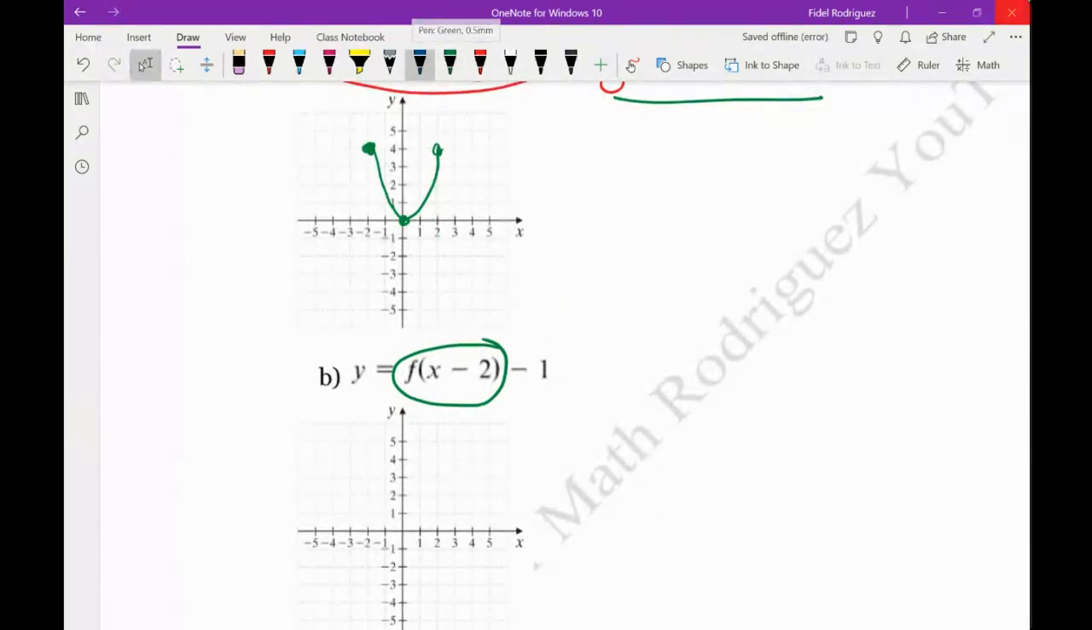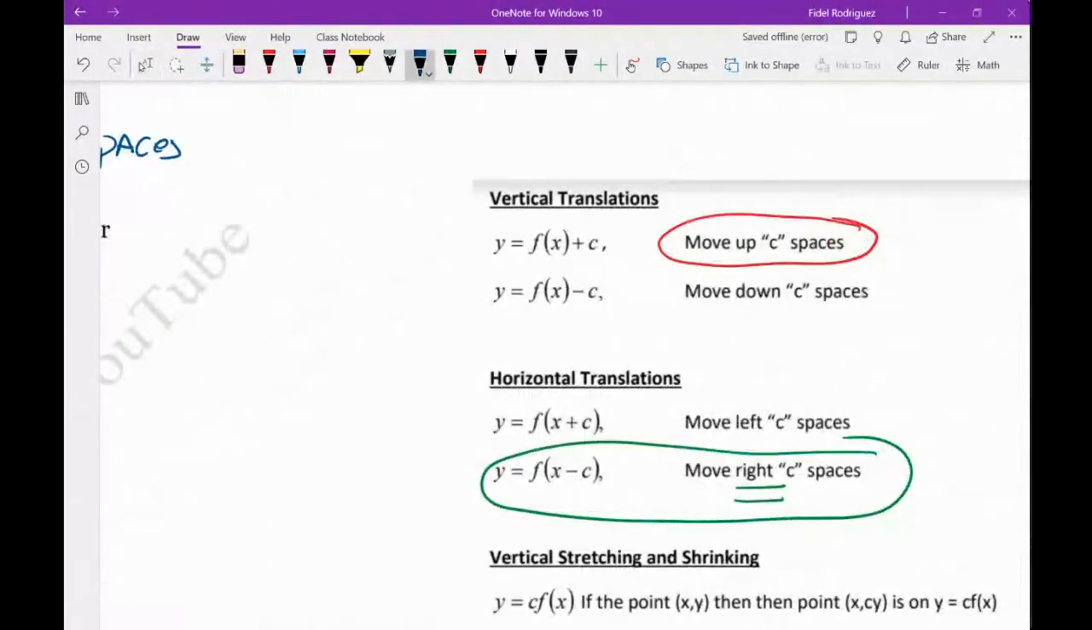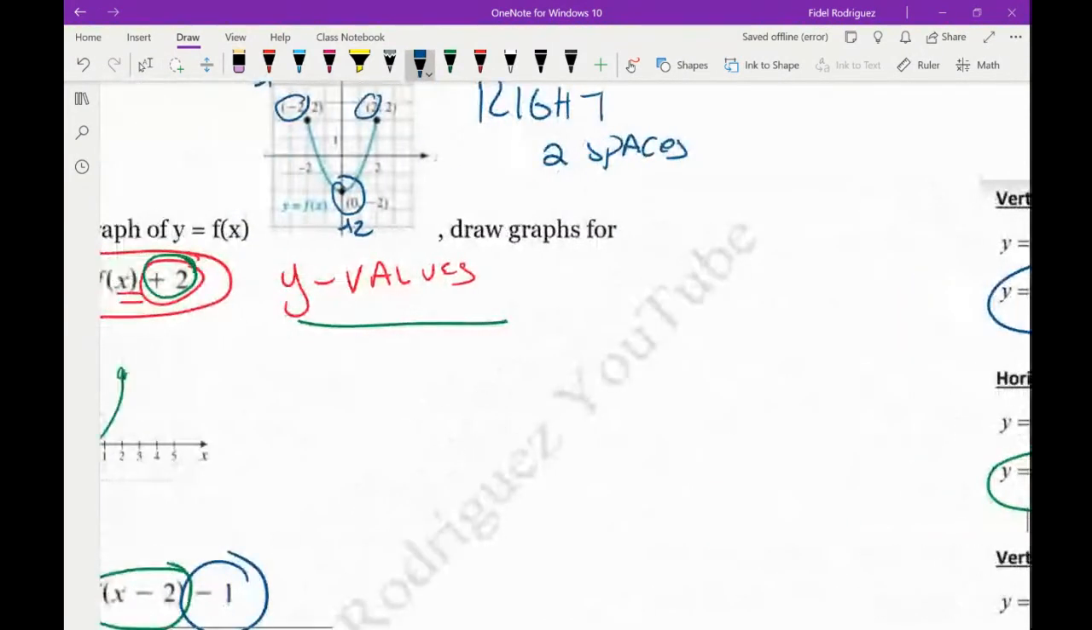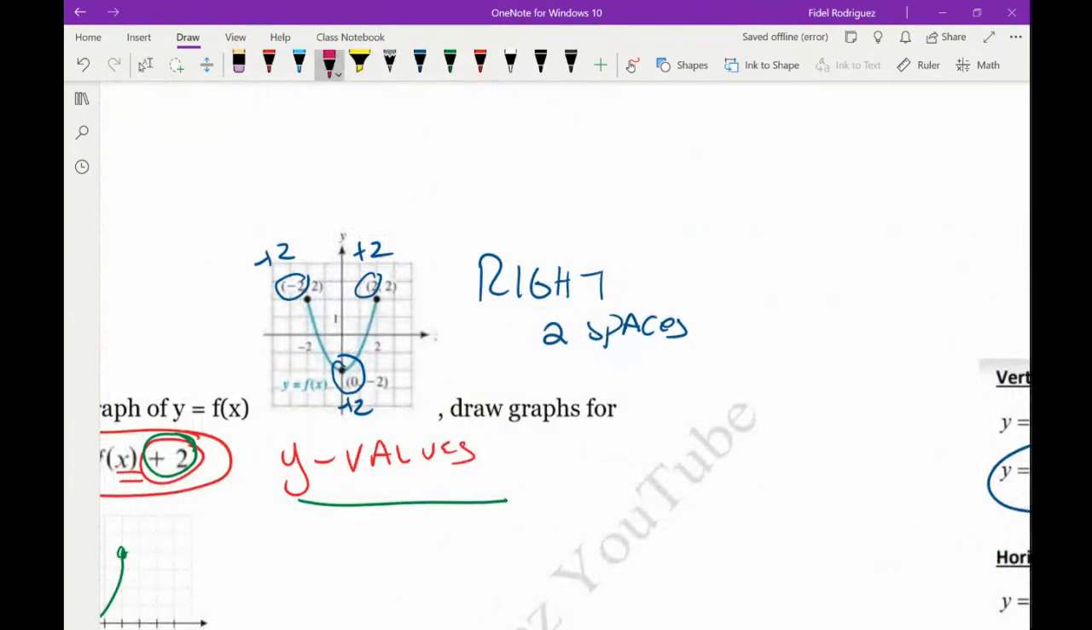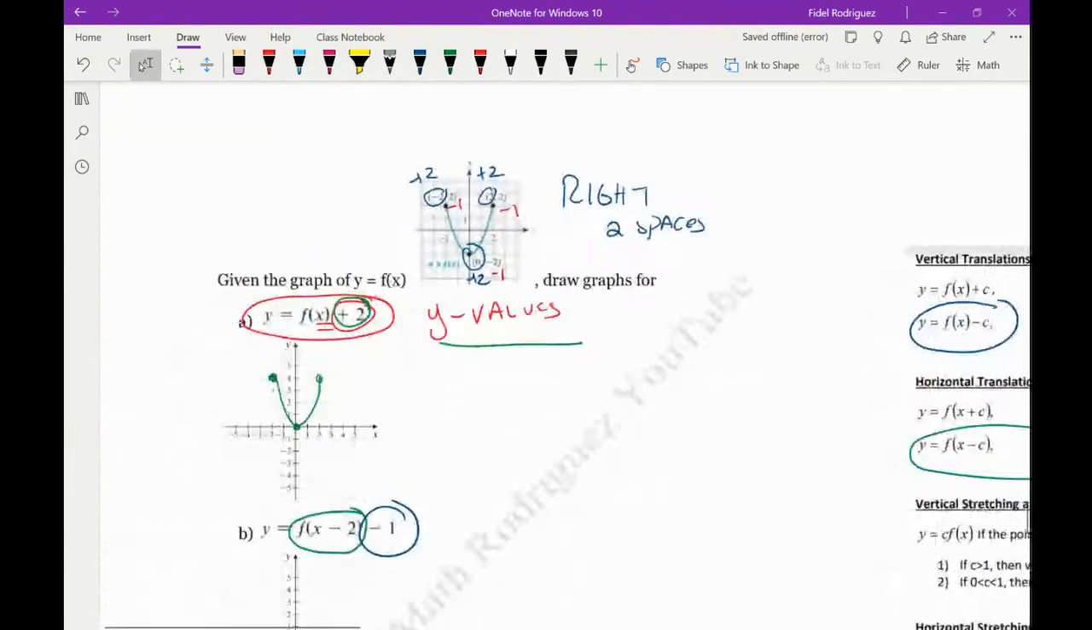Now, we also have a -1, and that -1 is outside. So when I come back over here and I say, look, what happens when I have a -1 outside? We're going to move down 1 space, right? So I'm going to come back over here and I need to go -1, -1, and -1 to the second numbers, right? So look, let's see if we can do this together.